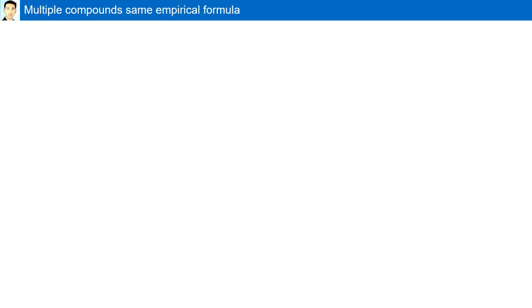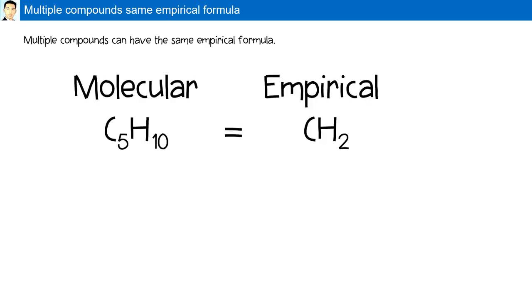Multiple compounds with the same empirical formula. Multiple compounds can also have the same empirical formula. For example, the molecular formula C5H10 has the empirical formula CH2, while the molecular formula C6H12 also has the empirical formula CH2.